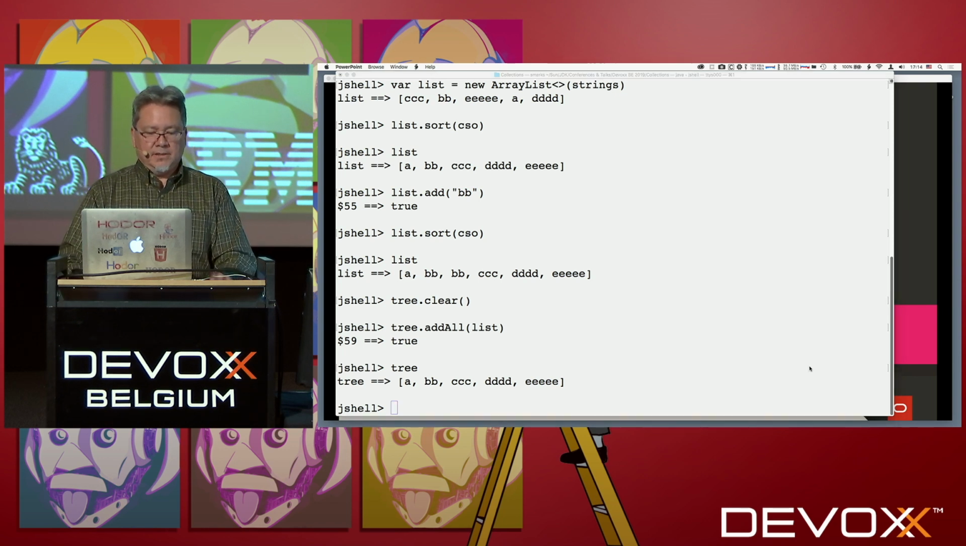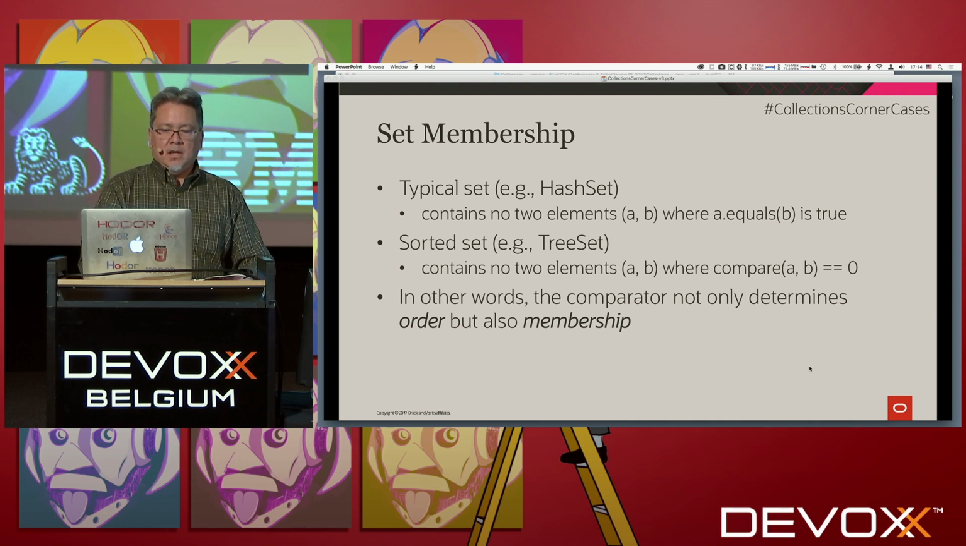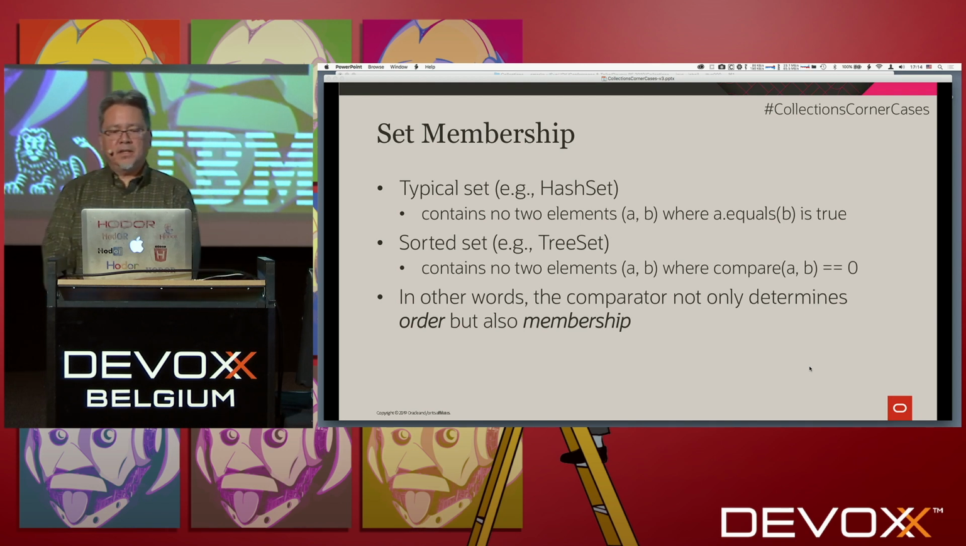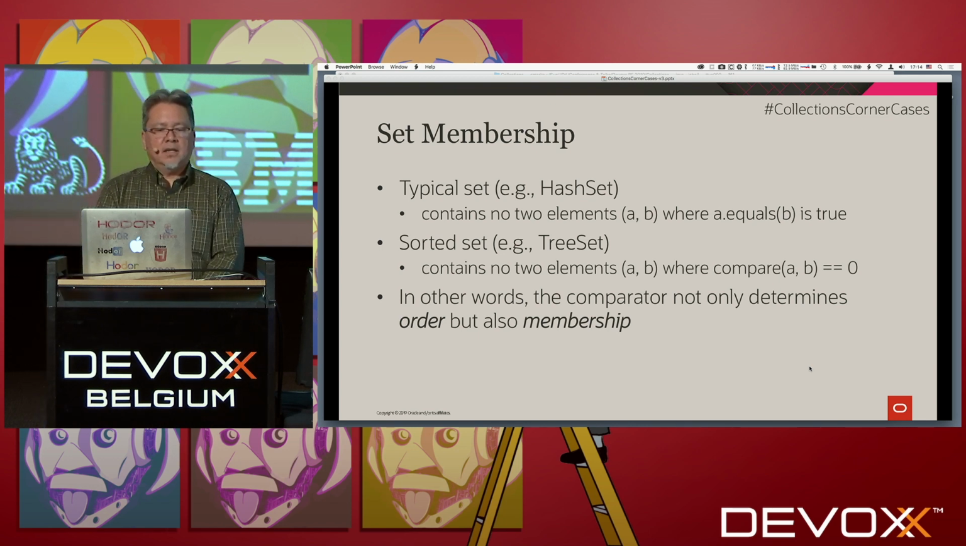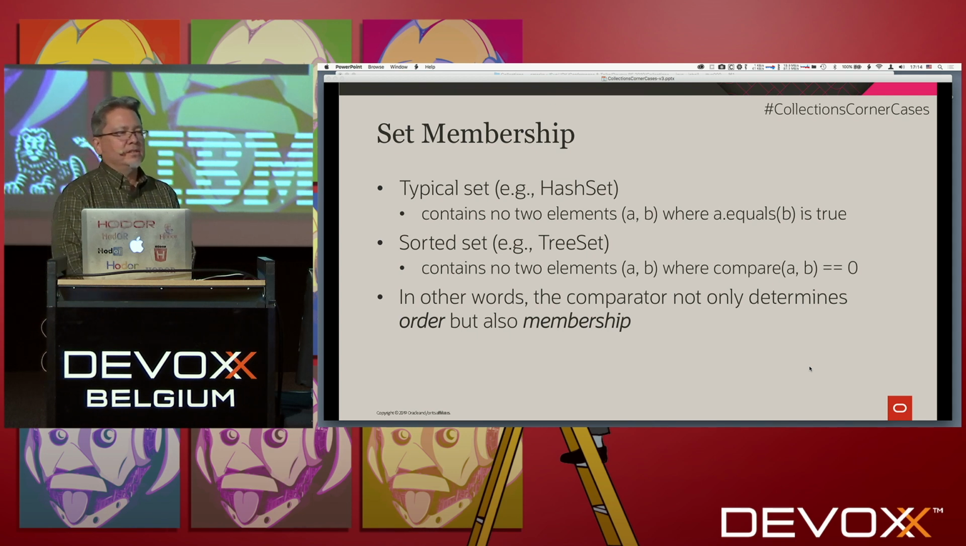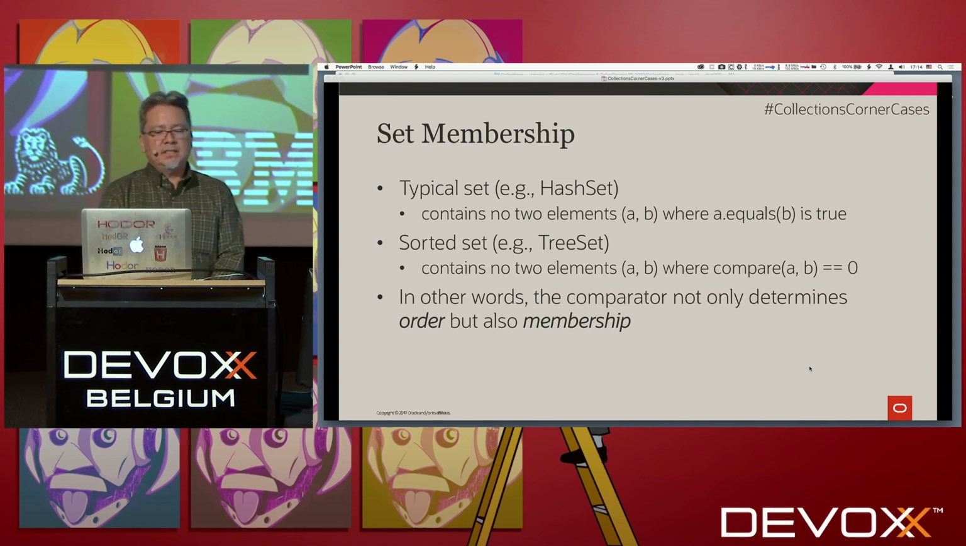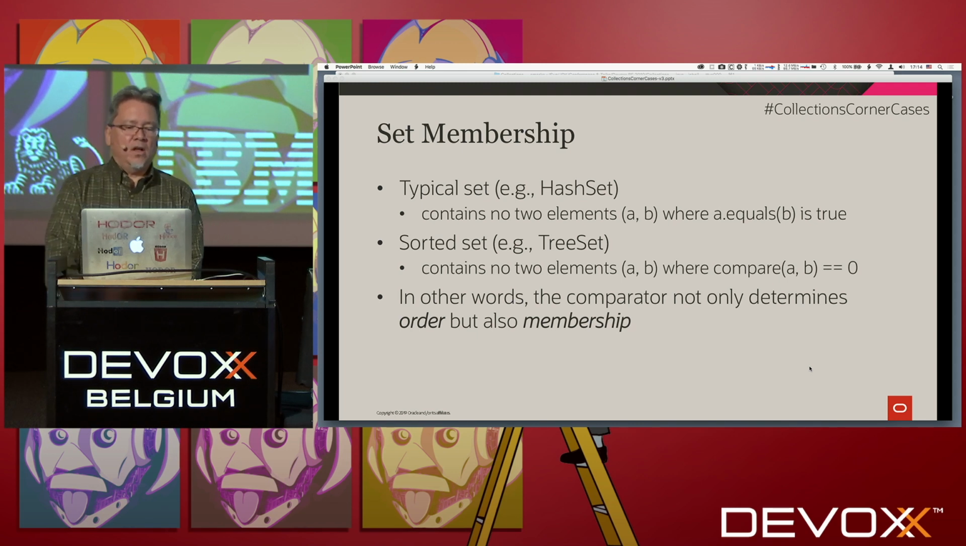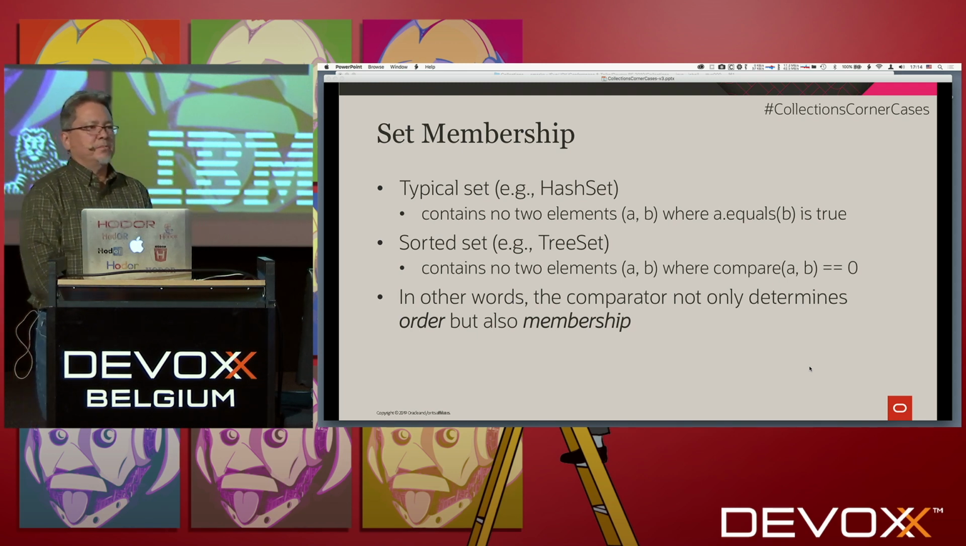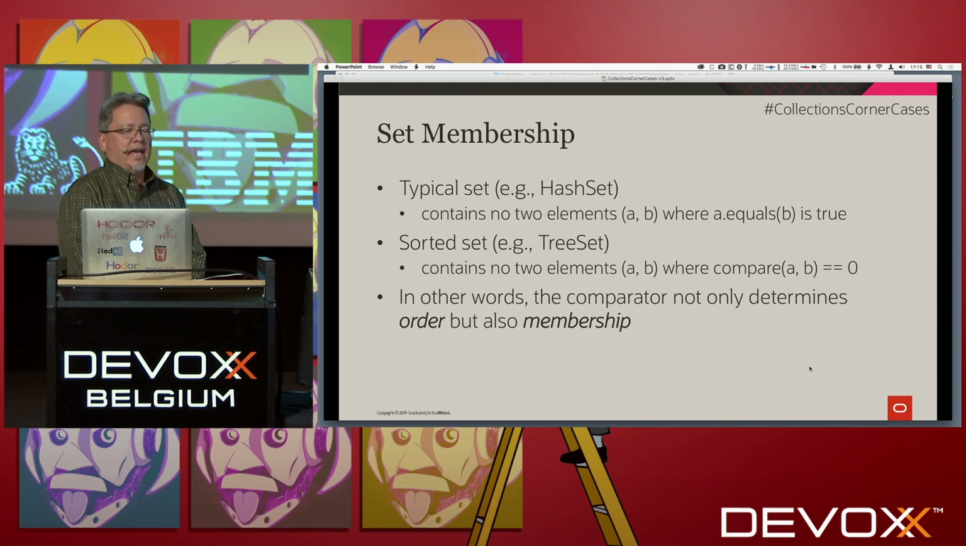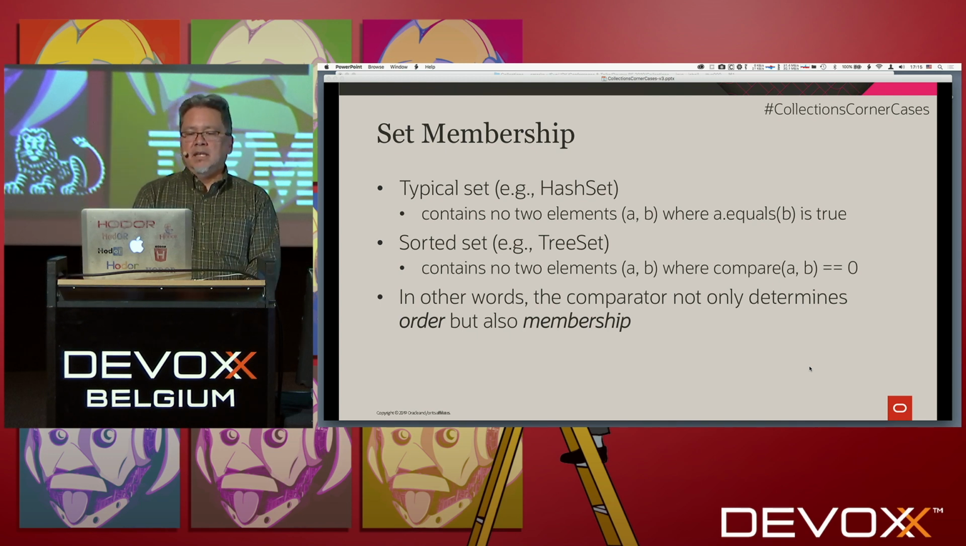Back to the slides. Okay, so a key point is that the comparator not only determines ordering, but this is totally unclear from the documentation, but it is true. The comparator of a tree set also determines membership in the tree set, and this is very easy to forget and is a source of a lot of problems.